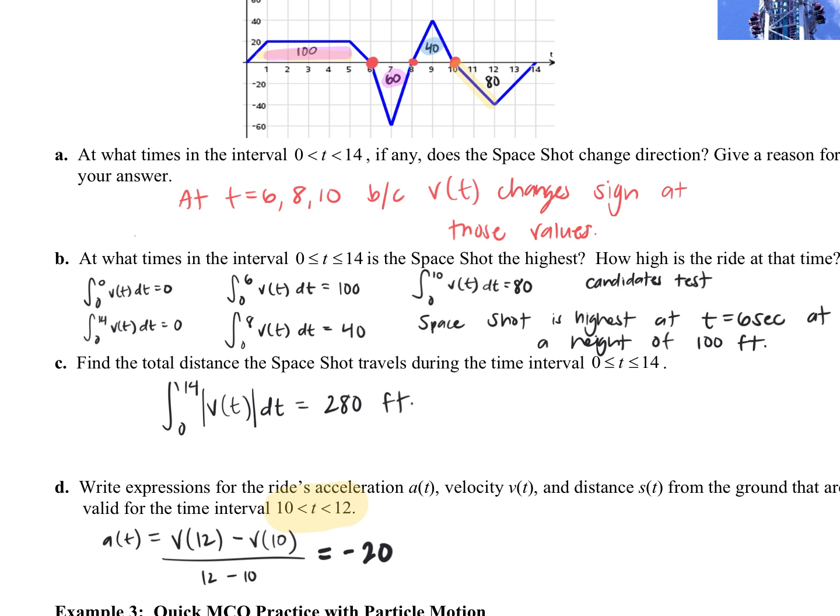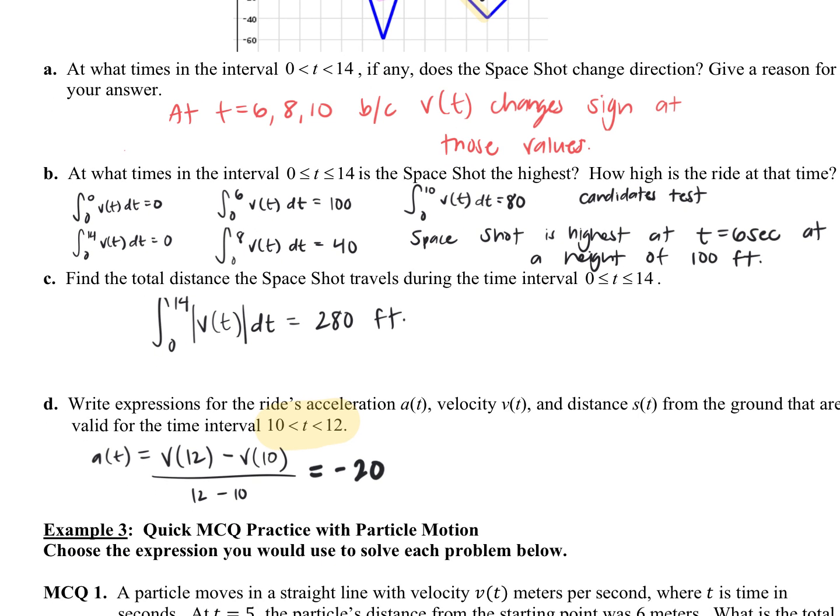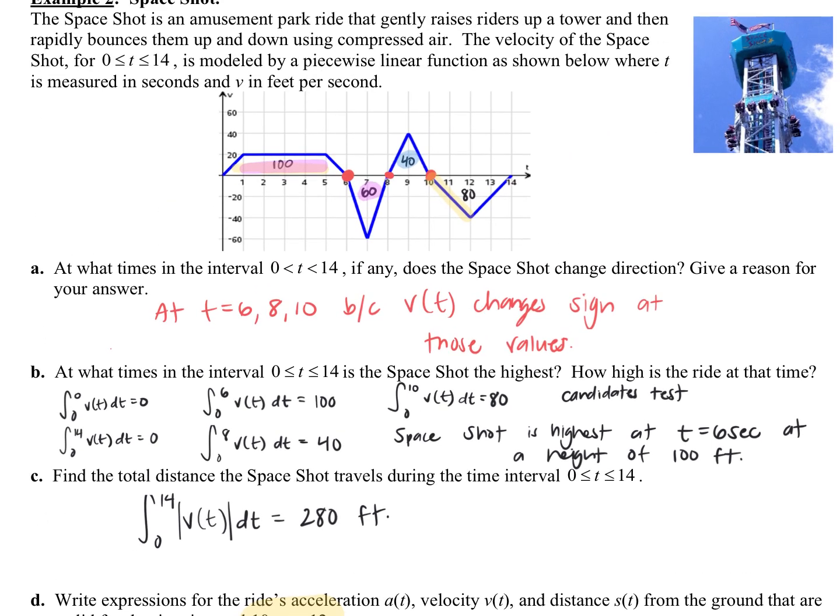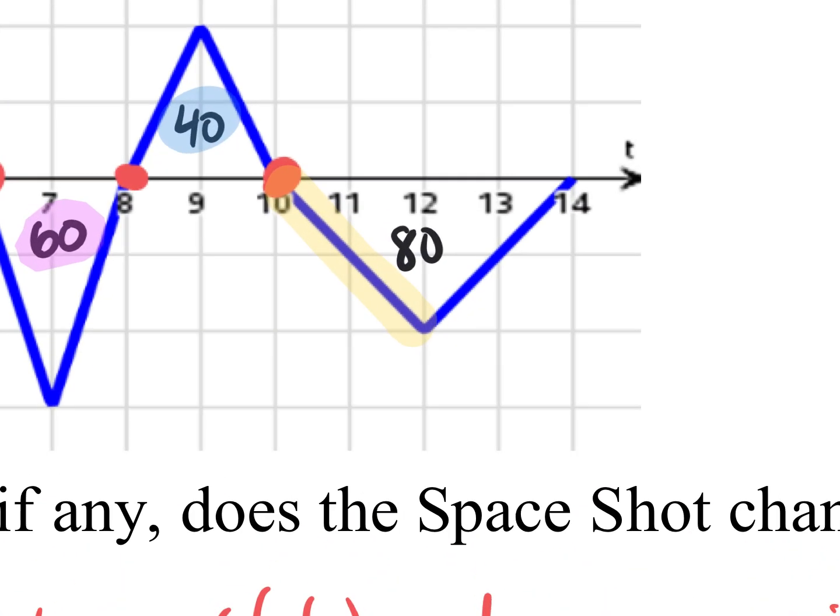So now it says I want an expression for velocity. If I want to write an expression for velocity, we're already given the velocity function, right? So how could I write an expression for this little segment right there? How could I write the equation of that line? y equals mx plus b. I know my slope already, right? I just found my slope. My slope is negative 20.